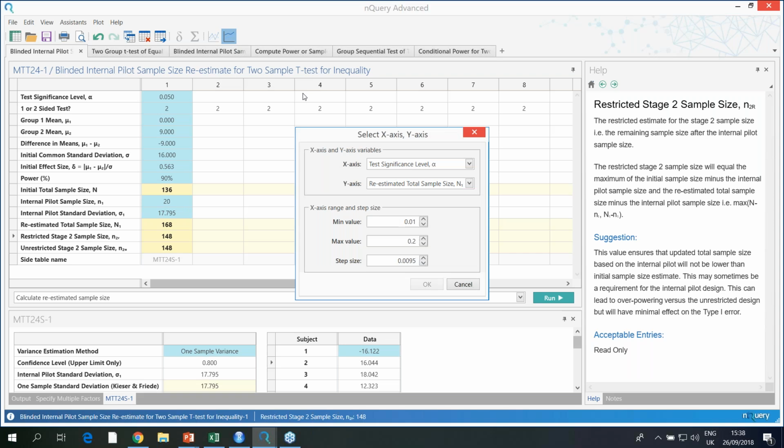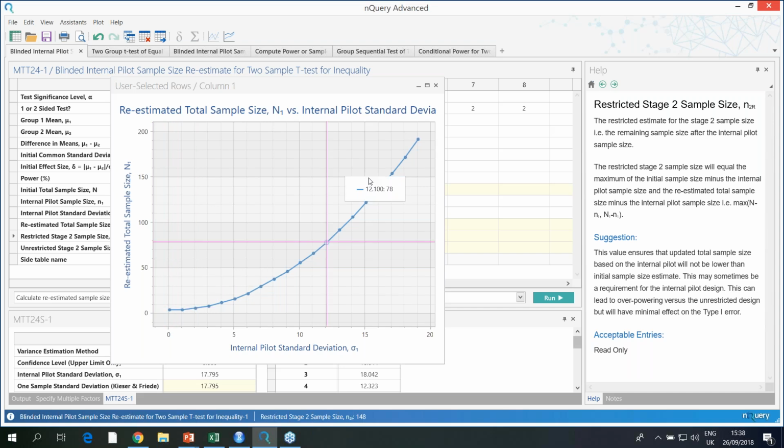And of course you could explore this further. You could take that internal pilot standard deviation and say, what would the effect on the re-estimated total sample size be if that had gone from, say, 16 up to 20 in increments of 1. And so you could see here, with this little graph, there's a very basic relationship between the internal pilot standard deviation increasing and the expected total sample size. So this is the total sample size here, and obviously you just need to take away the internal pilot size to get the estimated rest of study sample size.